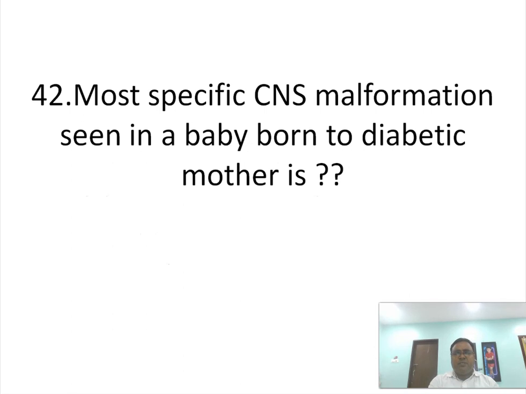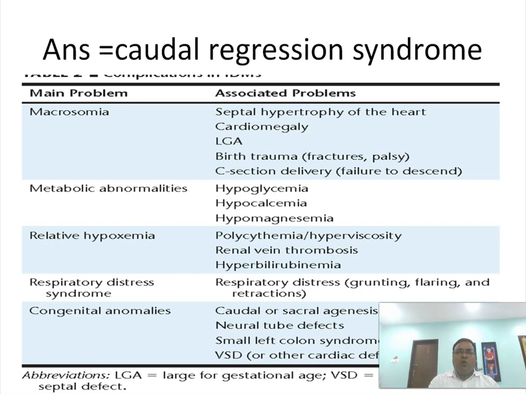Next, most specific CNS malformation seen in a baby born to a diabetic mother. As you know, many malformations you can get in a newborn baby born to a diabetic mother, but the most specific CNS malformation, which you can get as one MCQ, is caudal regression syndrome. You can get macrosomia, you can get metabolic abnormalities like hypoglycemia, hypocalcemia, hypomagnesemia, we can get polycythemia, we can get RDS, respiratory distress syndrome, we can get renal vein thrombosis, you can get small left colon syndrome. Many clinical features we can expect in a newborn baby born to a diabetic mother. But CNS wise, the most specific malformation is caudal regression syndrome.